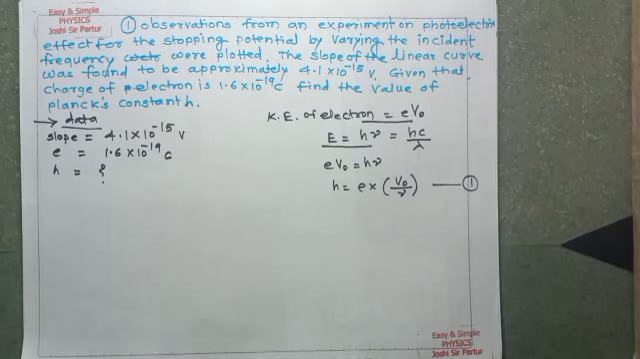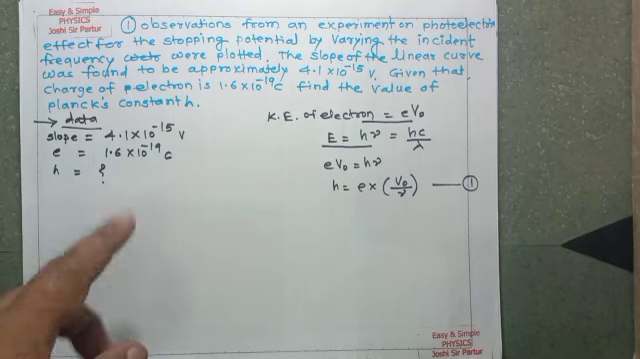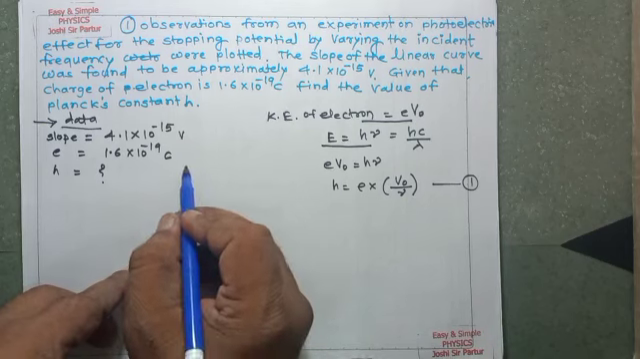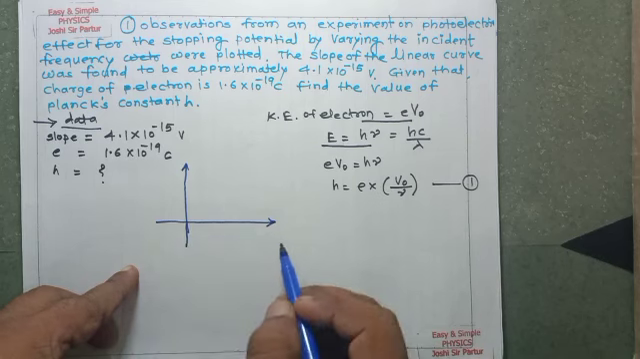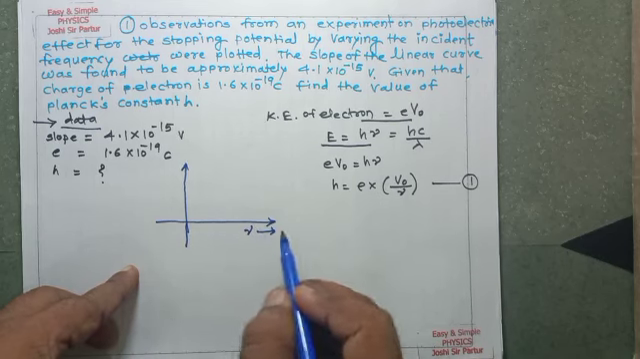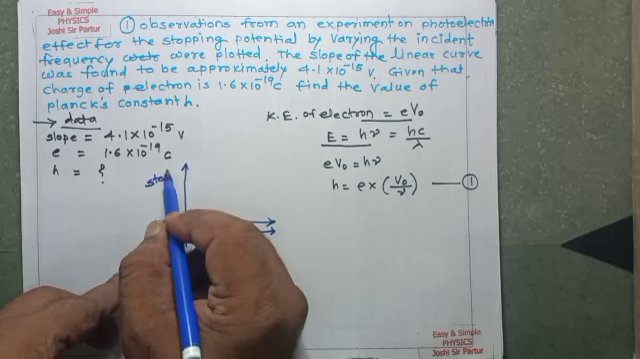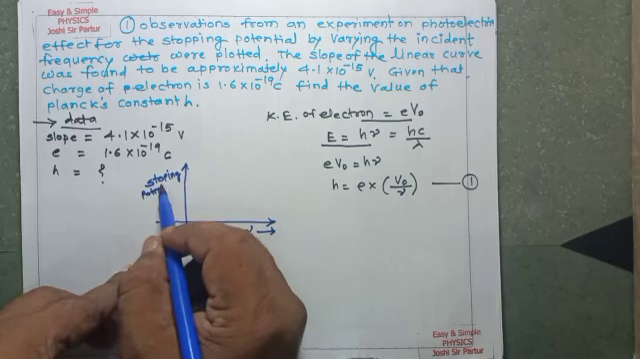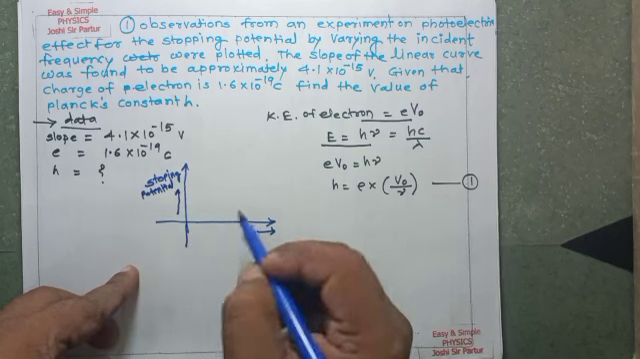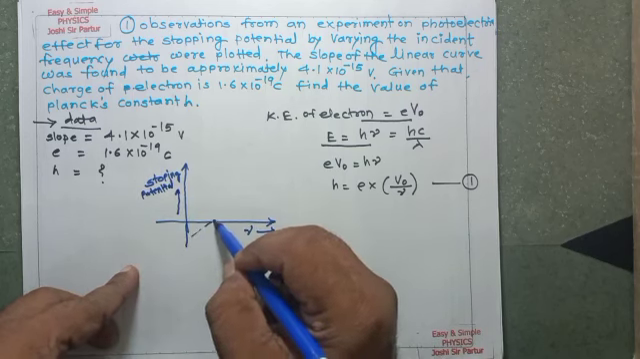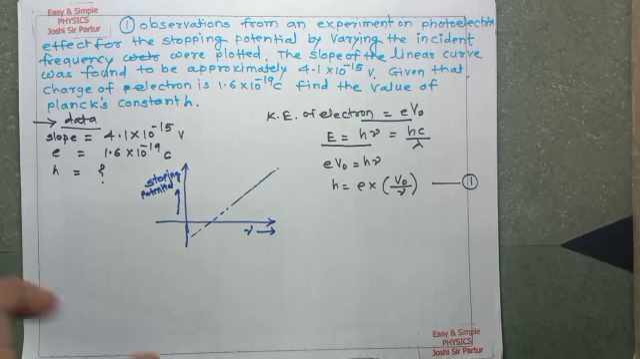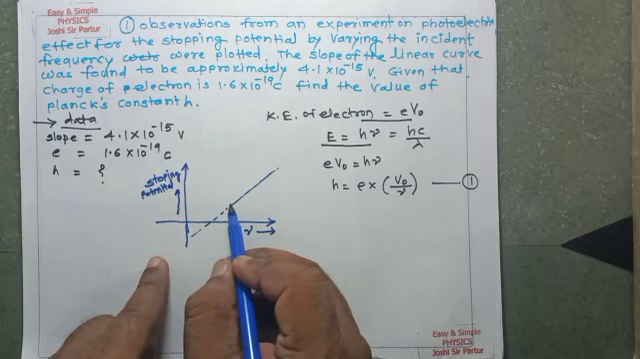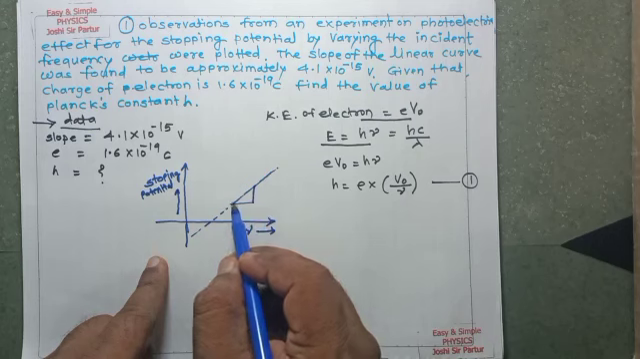Suppose this is equation number 1. If we plot a graph of stopping potential varying with incident frequency, on the y-axis stopping potential will be plotted, and on the x-axis incident frequency nu. Then a graph will be obtained like this, a straight line but not passing through the origin.